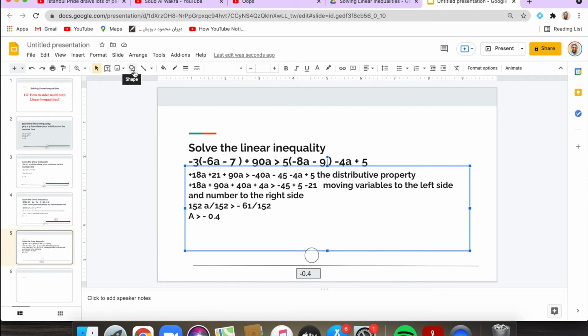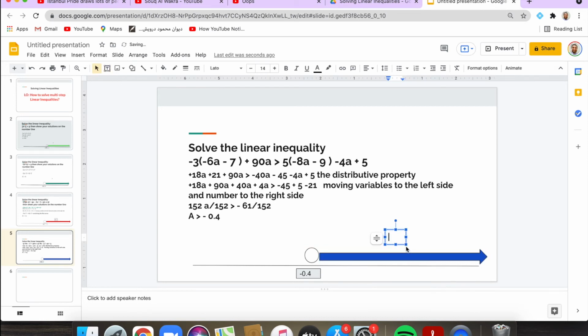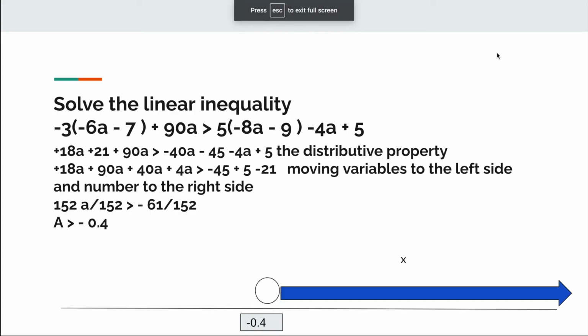So now, a greater than, I have to move to the right side because greater than. If it was less than, I would move to the left side. I will change the color, make it blue, then write x above it, to show that here are the solutions, sir. Here are all the numbers that are greater than negative 0.4.